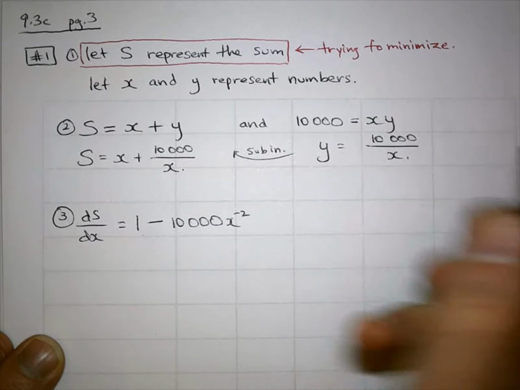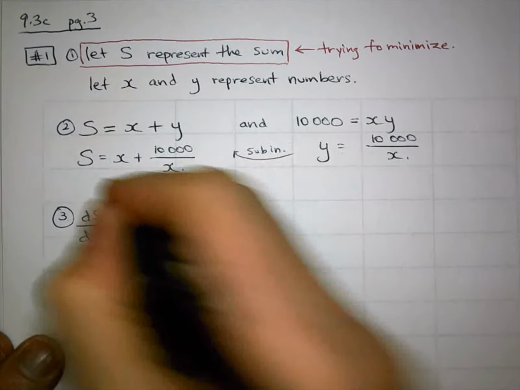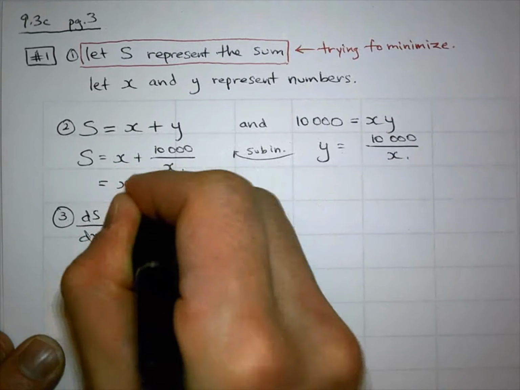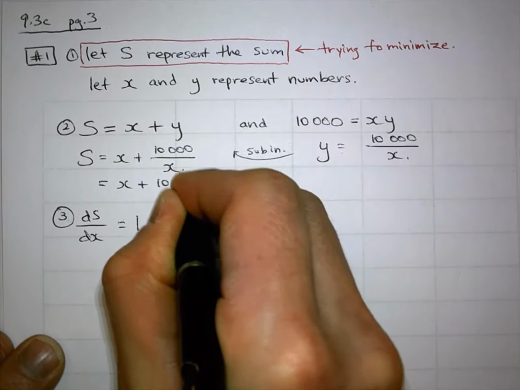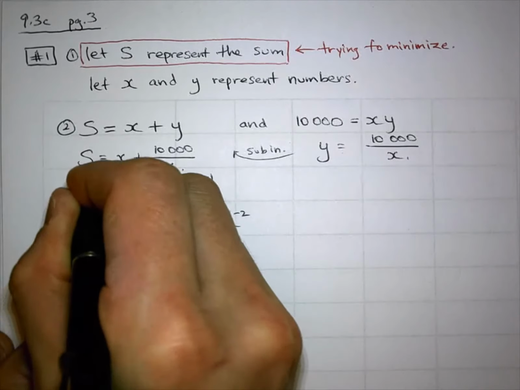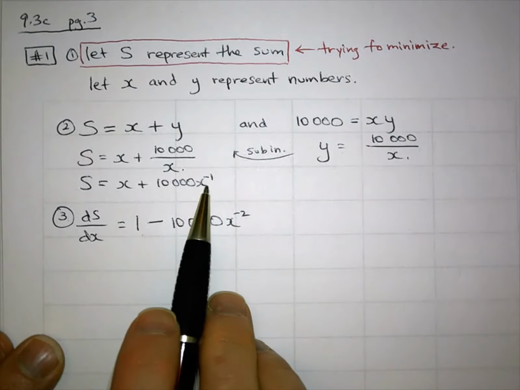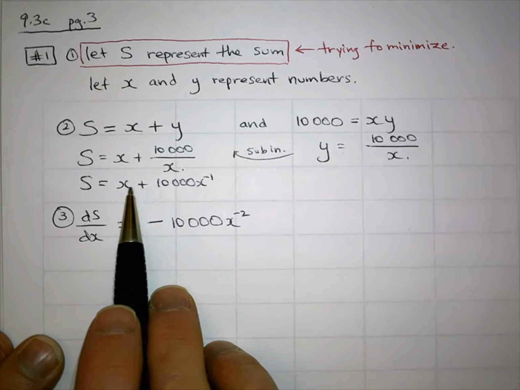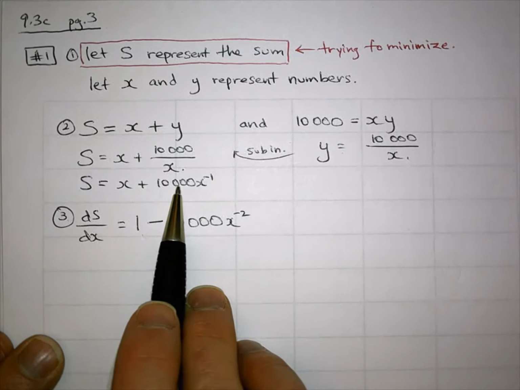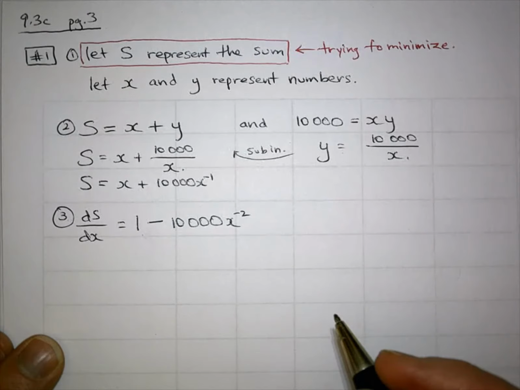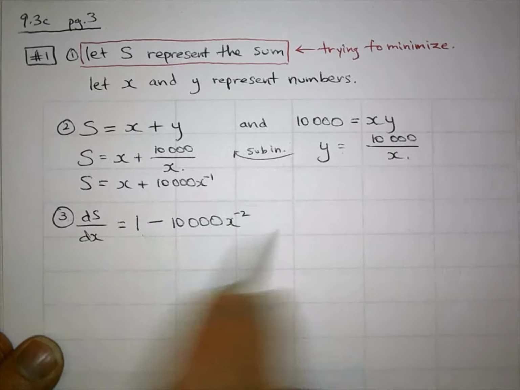I kind of skipped a step there. Should I write out that step? I guess so. x plus 10,000 x to the negative 1. Maybe that makes it a little bit easier. So I rewrote it like that. And then to take the derivative, the derivative of x is 1. For the other term, negative 1 comes down, and this becomes negative 2. Okay, anyway, so now I have a derivative.